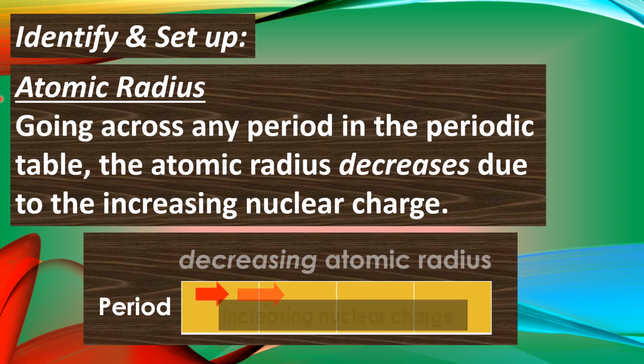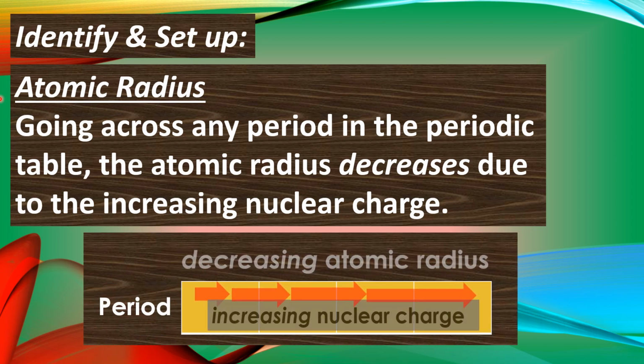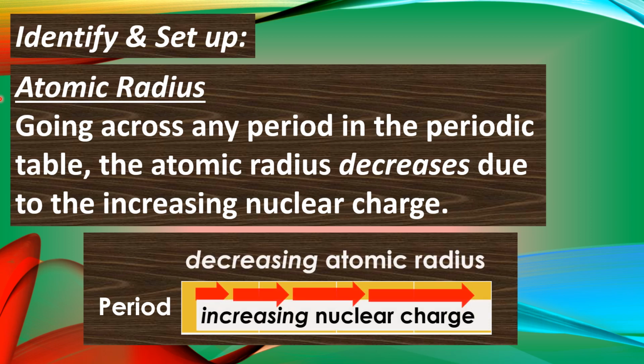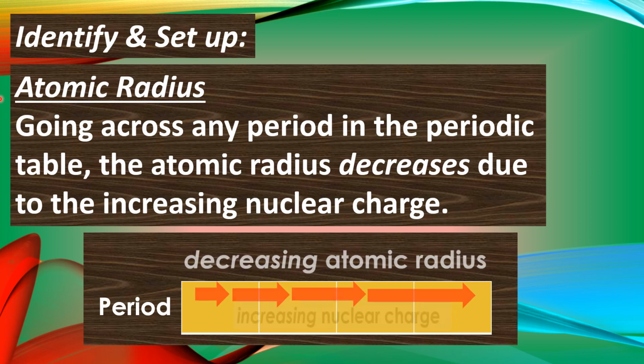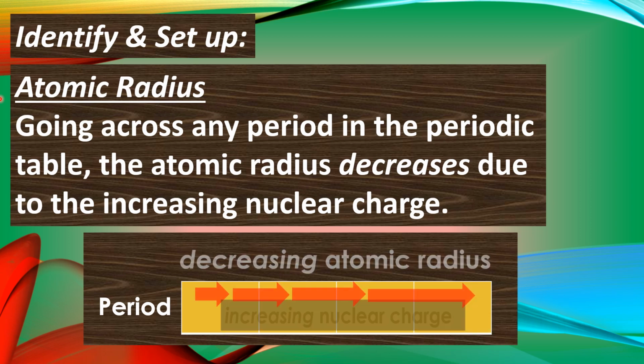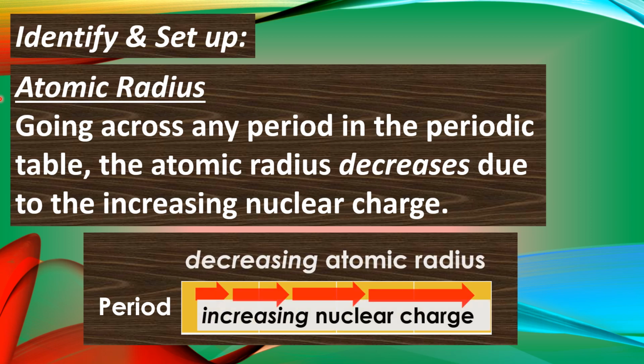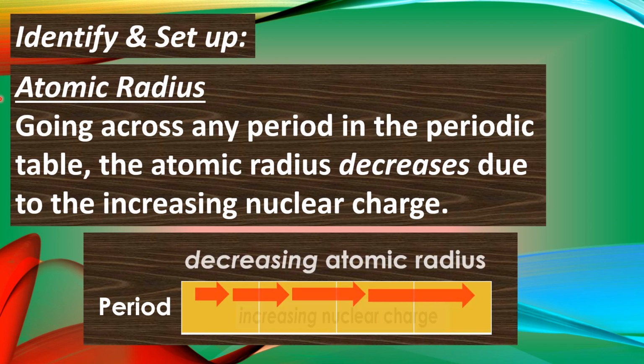It was stated that going across any period in the periodic table, the atomic radius decreases due to the increasing nuclear charge. From left to right within a period, the number of protons in the nucleus and the number of orbital electrons of the respective atoms increase progressively.